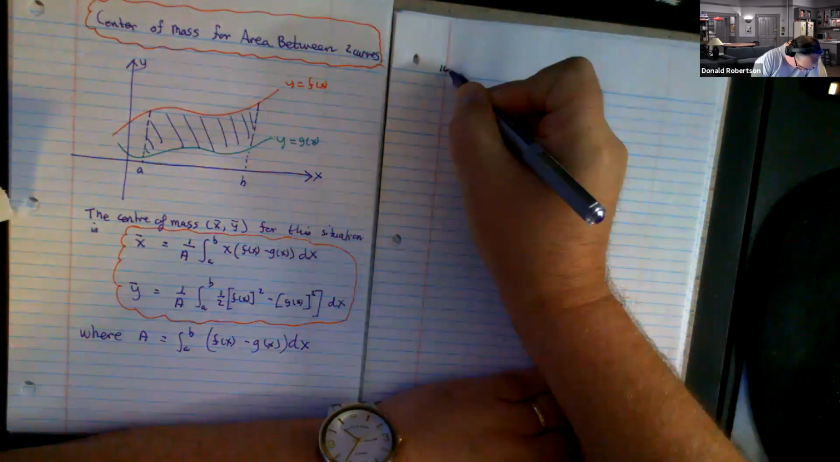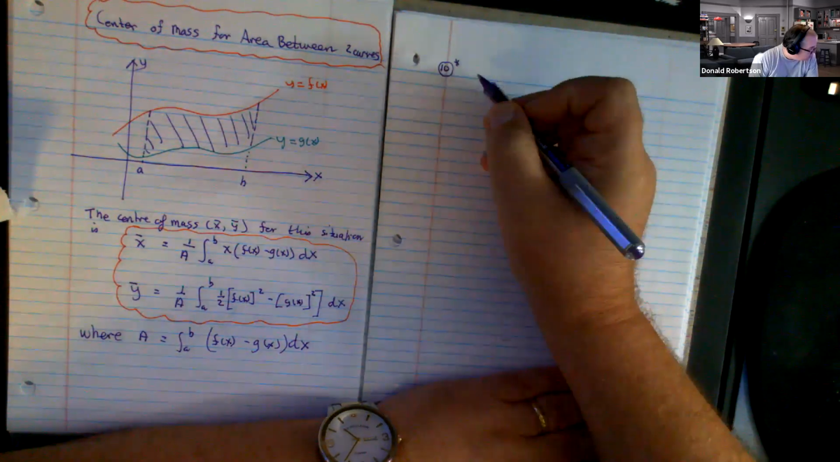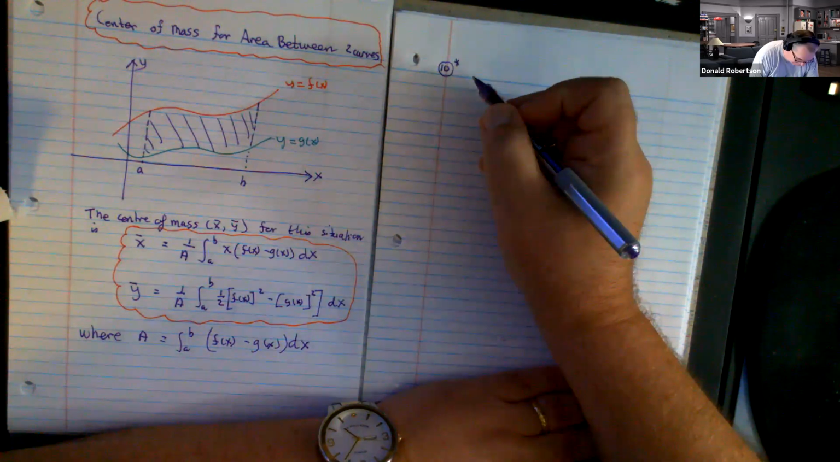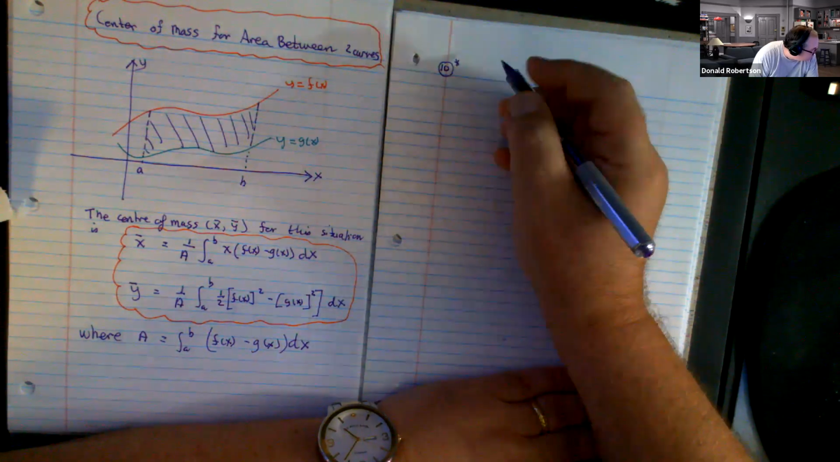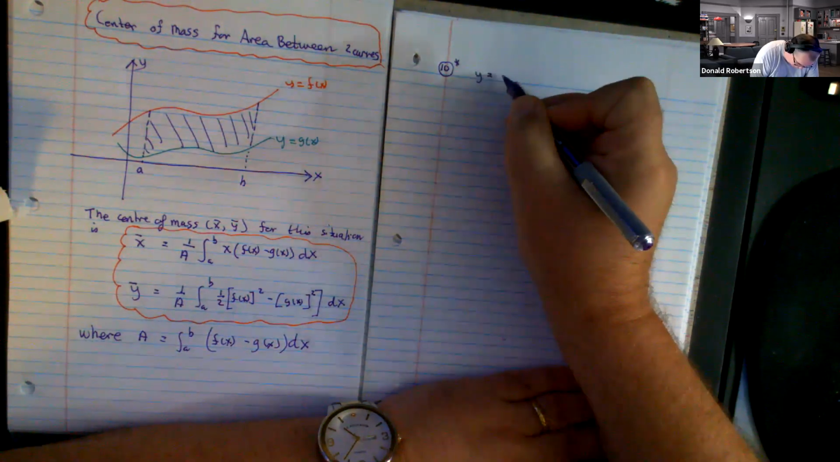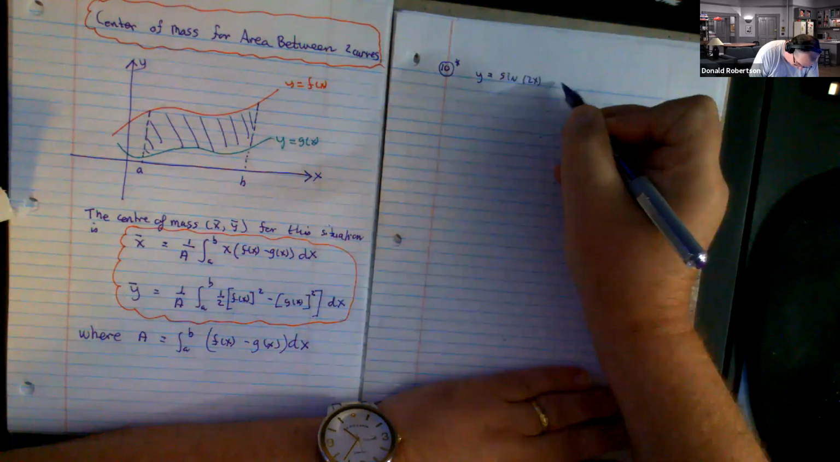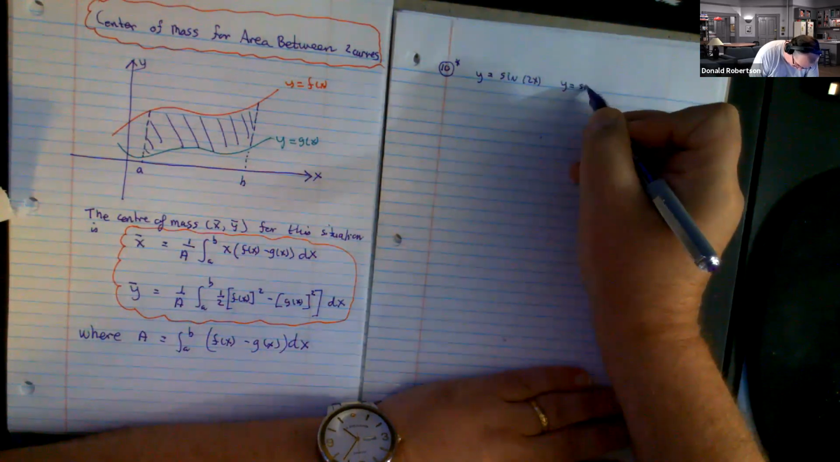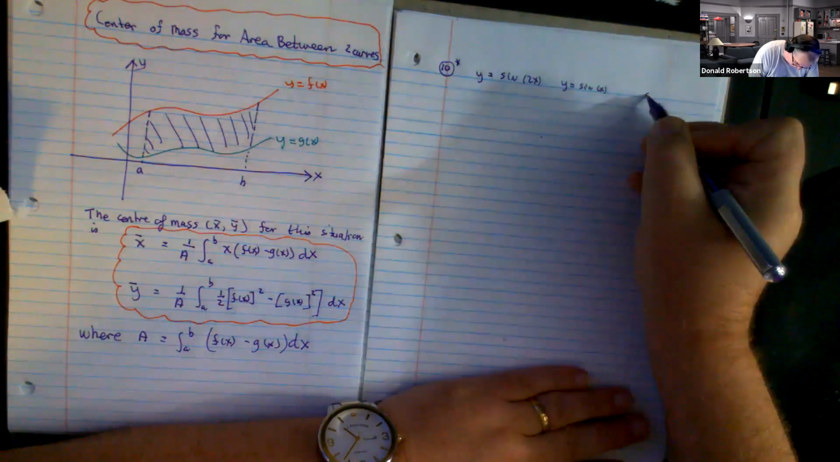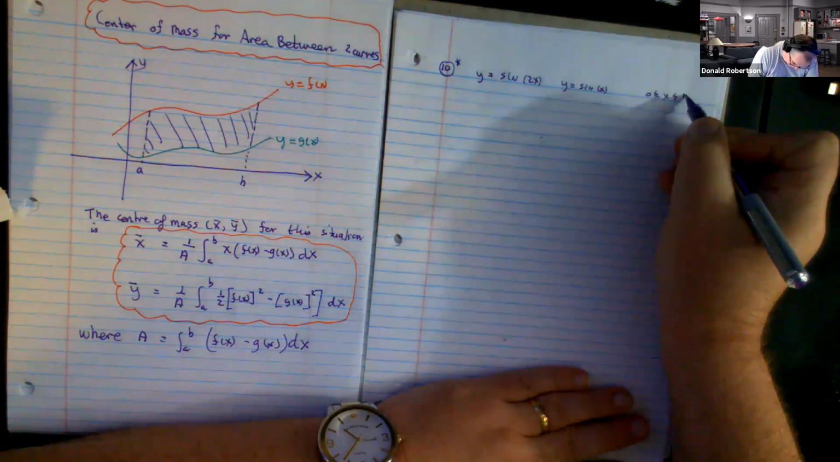Okay, our next example for finding the center of mass in the area between two curves. It's going to be version question 10, where we're looking at the two functions y equals sine 2x and y equals sine of x. And the range of x's is 0 to pi upon 3.